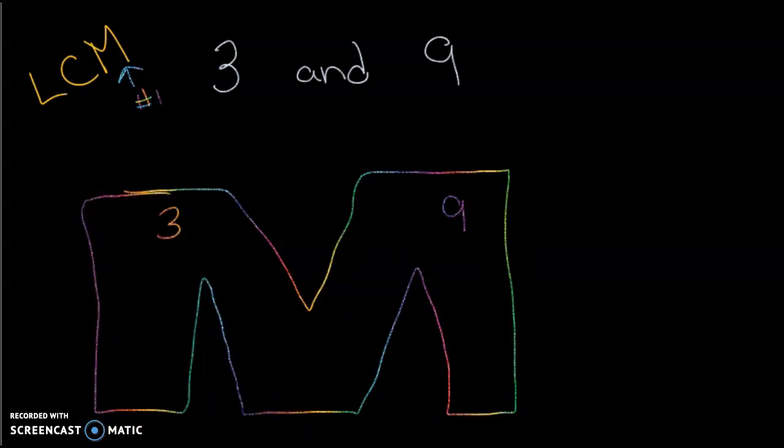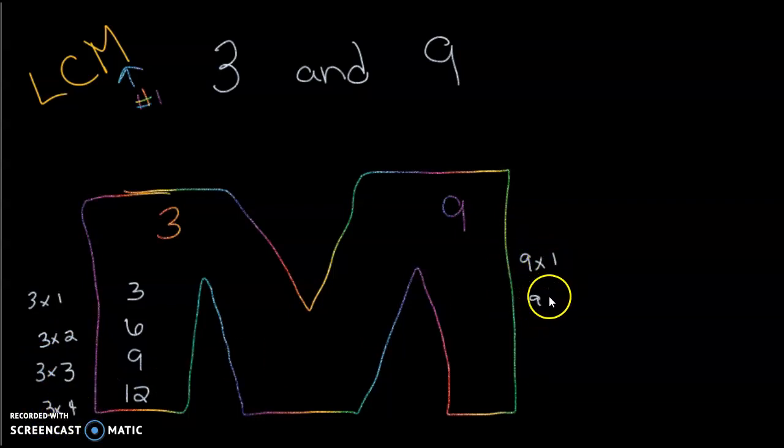Okay, so we're going to go ahead and find multiples of 3. So that's 3 times 1, which is 3. 3 times 2 is 6. 9, 12. And if you're wondering where I got these numbers from, this is where they're coming from. 3 times 4.